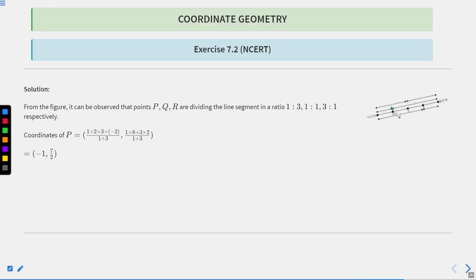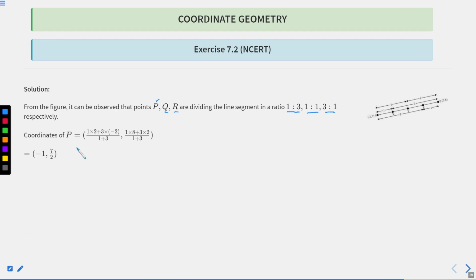From this figure, it can be observed that the points P, Q and R divide the line segment in the ratios 1:3, 1:1 and 3:1. P divides the line segment in the ratio 1:3, Q divides the line segment in the ratio 1:1, and R divides the line segment in the ratio 3:1.